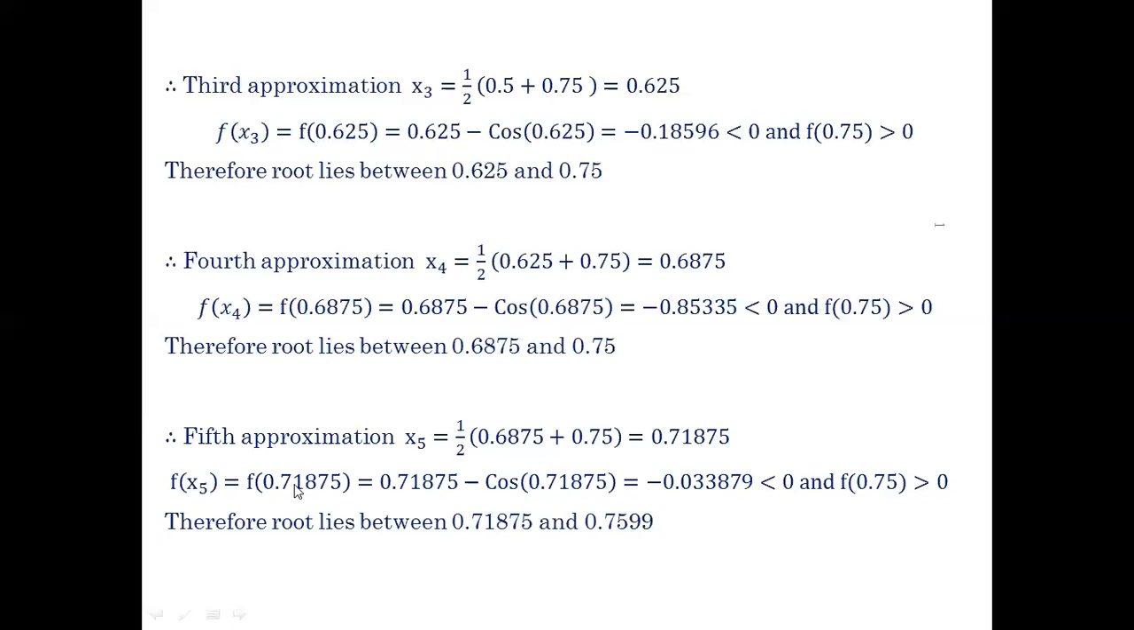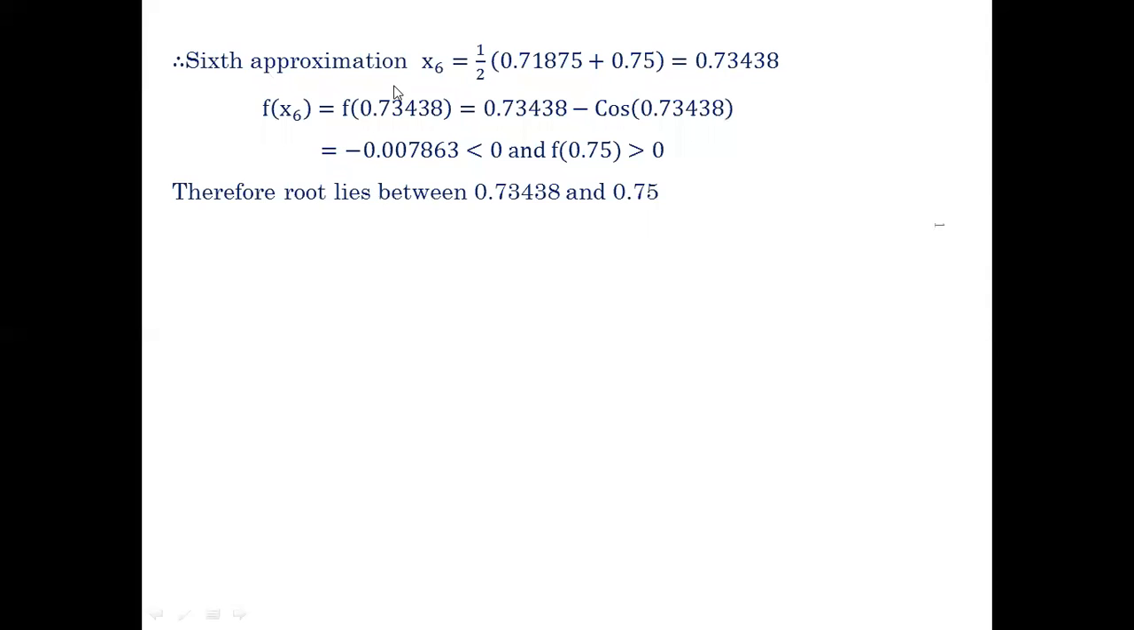x5 is equal to 0.71875. Substitute in x minus cos x, that is 0.71875 minus cos 0.71875, which is equal to -0.033879, which is negative, less than 0, and f(0.75) is greater than 0. Therefore, the root lies between 0.71875 and 0.75. Therefore, the sixth approximation x6 is equal to 1/2 into 0.71875 plus 0.75, which is equal to 0.73438. Then you find f of x6.